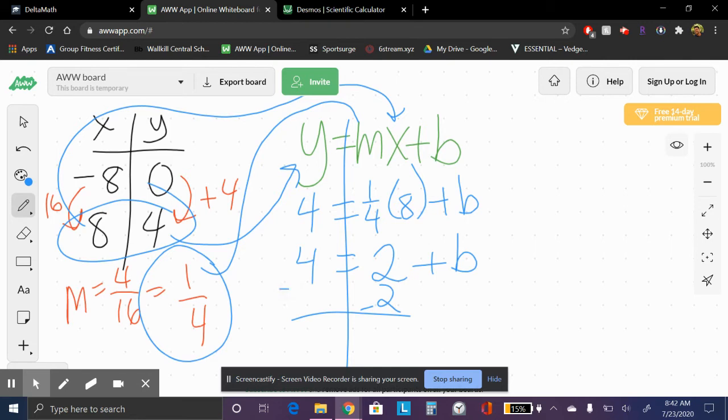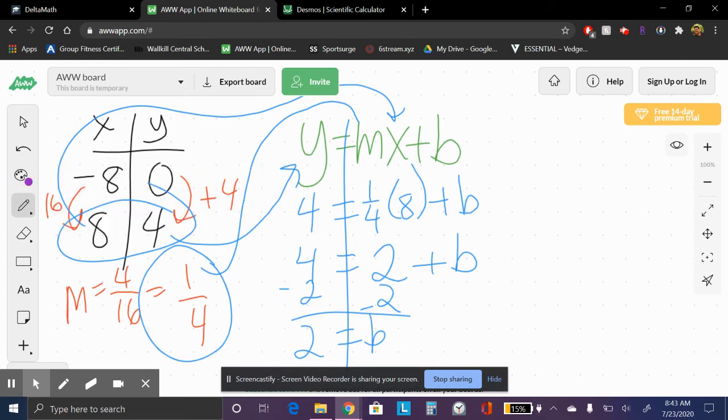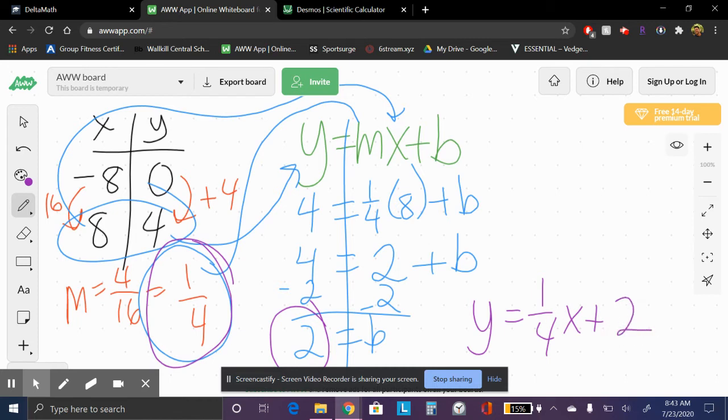Subtract 2 from both sides. You get 2 is B. So now my equation, I got my M, I got my B. So my equation is y equals 1/4 x plus 2.